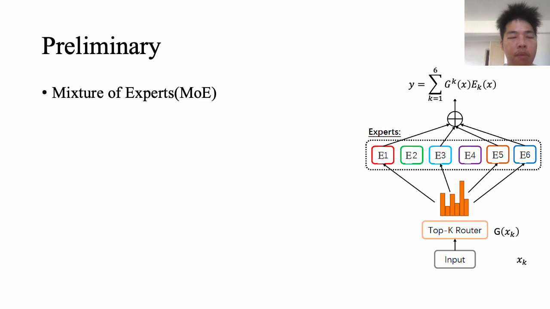Here is a quick preliminary of mixture of experts. In mixture of experts, we have several experts and a router. The output of the MoE module is the weighted sum of the experts, and the weight is produced by the router. The router will only produce K non-zero weights, and it is used to weight and combine the output of the experts. The expert can be any network, for example, an MLP or attention network.